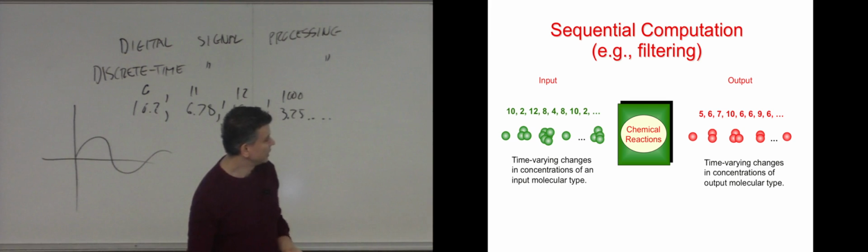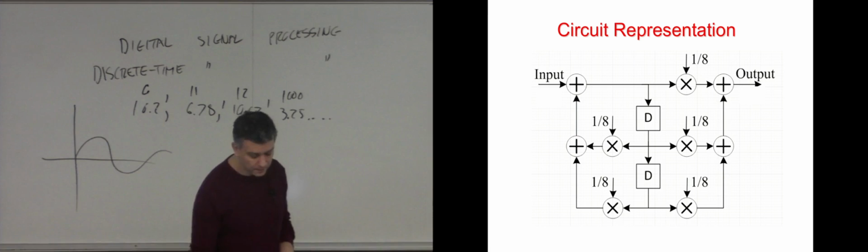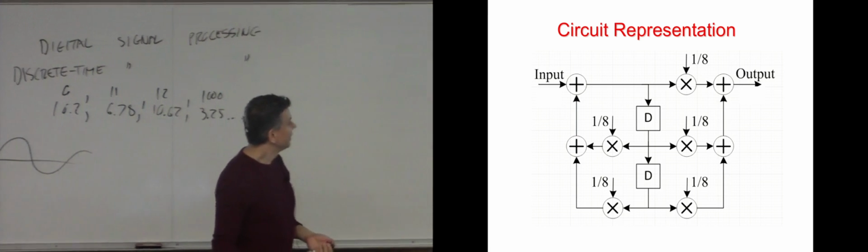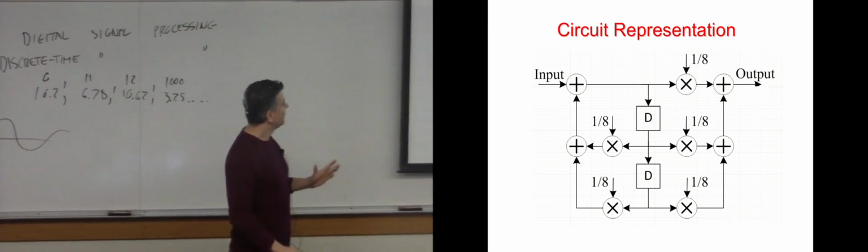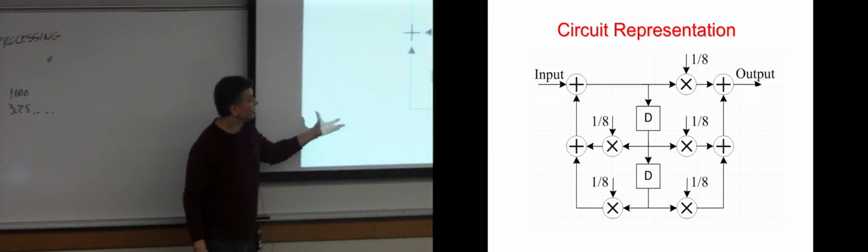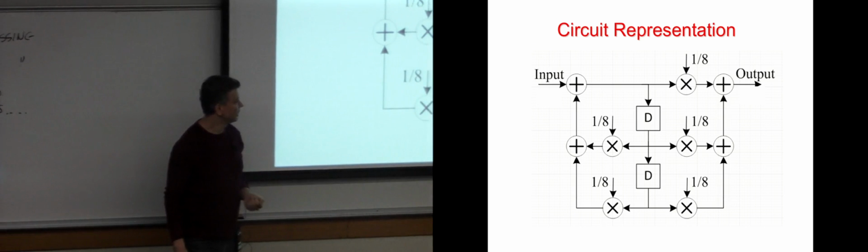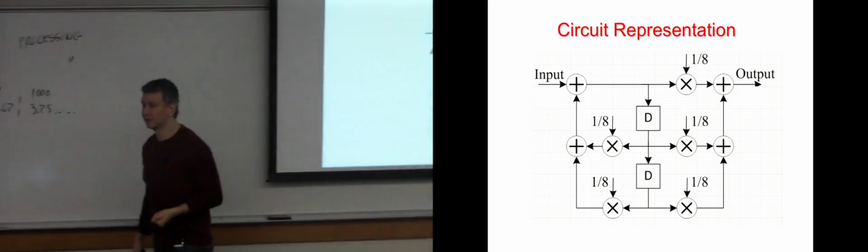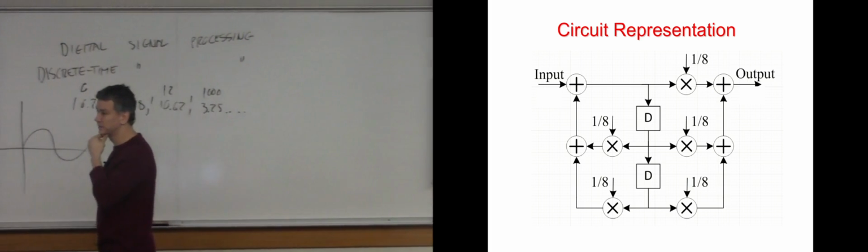So, time-varying changes in the concentration of different types. Here, what I'll show is first the circuit representation of what's going on. And this is perhaps poorly chosen because it's a fairly complicated circuit. But has anybody seen the circuit? Can anyone say what it does?